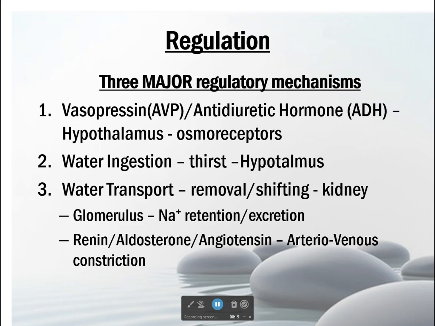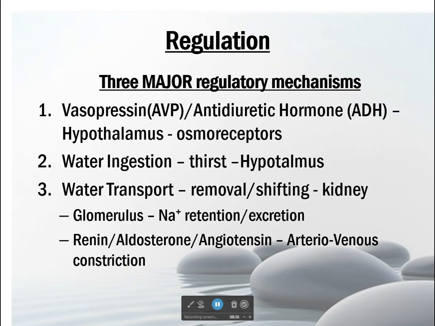That is the thirst response. The thirst response is a late response to fluid levels and is not exquisitely sensitive to fluid states. There are other things that can affect thirst, but it is another regulatory mechanism.